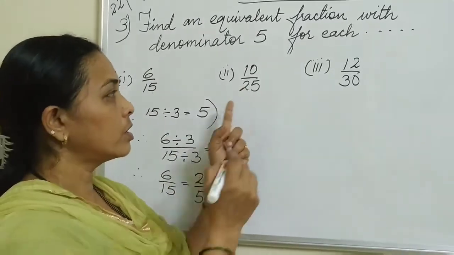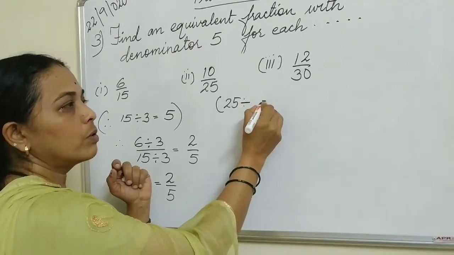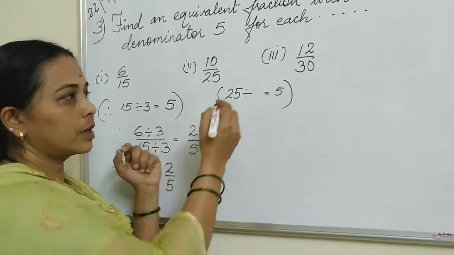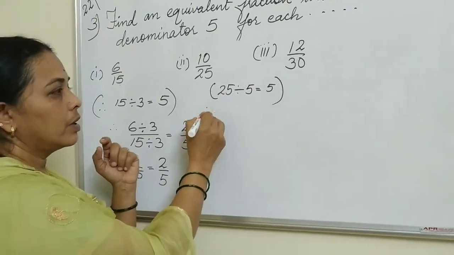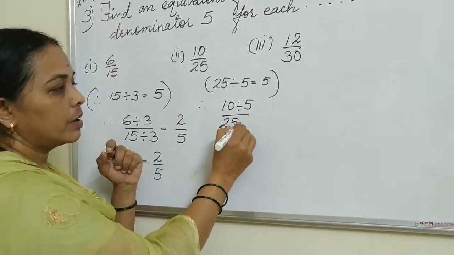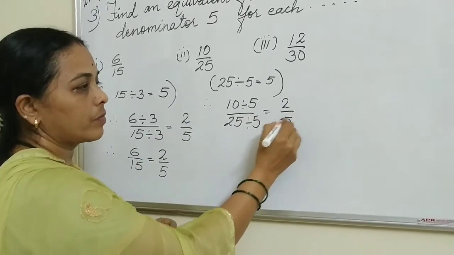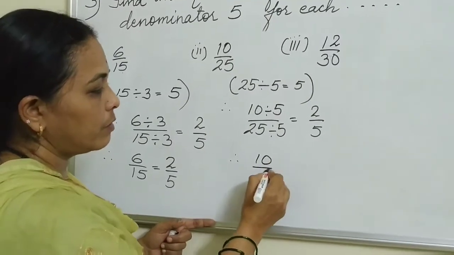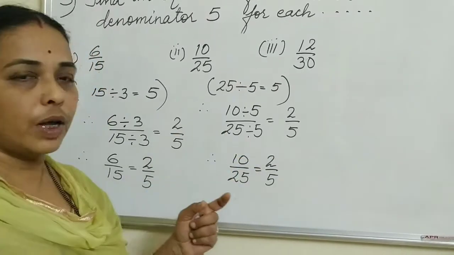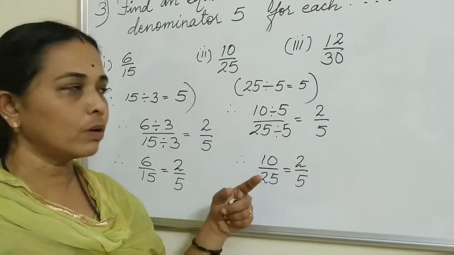Therefore the same thing here. See 25. You have to divide 25 by some number to get 5. Which number can divide 25 to get 5? That is 5 5s are 25. Therefore 10 divided by 5 and 25 divided by 5. We get 2 upon 5. Therefore, the equivalent fraction is 10 upon 25 is equal to 2 upon 5. Okay, denominator you have got 5, here also 5, but the other number is also changing.